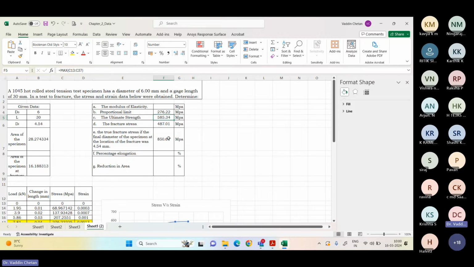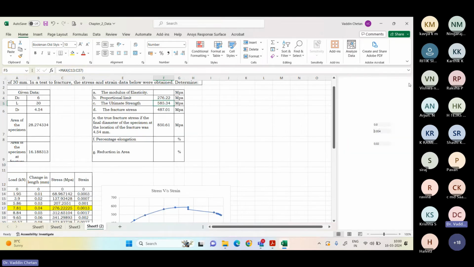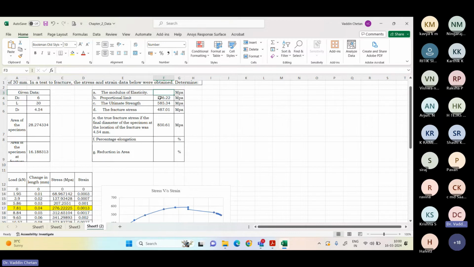Right? I got that. Now, I need to calculate the modulus of elasticity. So what it says is within the elastic limit, stress is directly proportional to strain. That is, I can calculate this: stress by strain will give me the Young's modulus. I got my Young's modulus. So with this I have calculated the Young's modulus, the proportionality limit, the ultimate tensile stress, the fracture stress and true fracture stress.